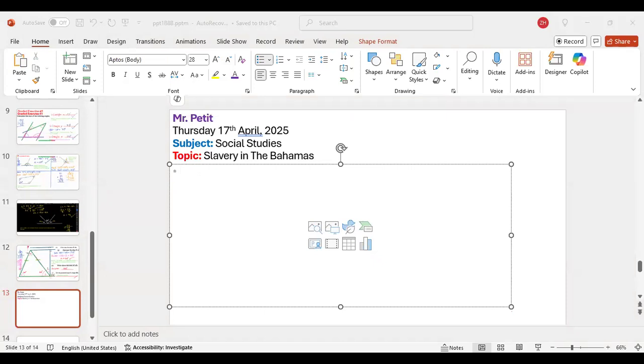When you're owned. A person is owned by another person. When you're forced to work against your will. A slave is a person in a state of non-freedom. Okay, in a state of non-freedom. Mr. Petit, what was the question again? What is slavery?